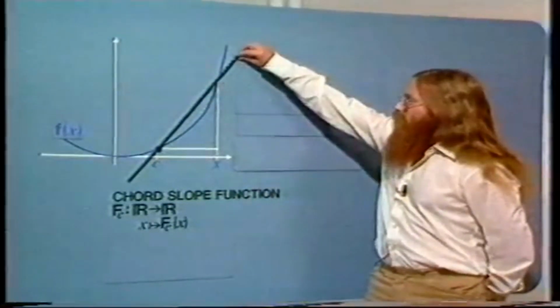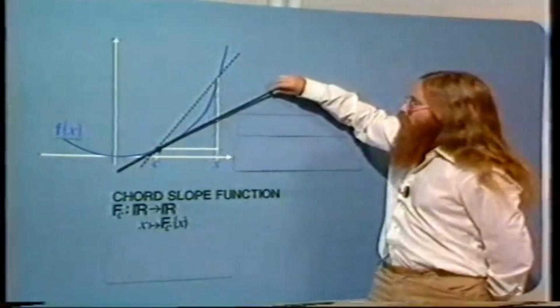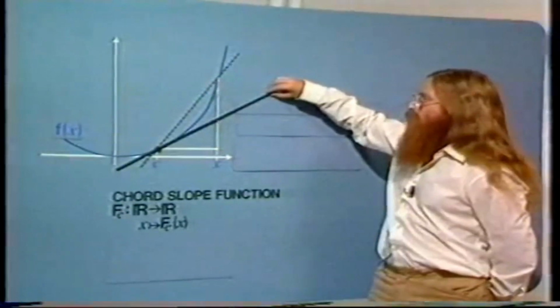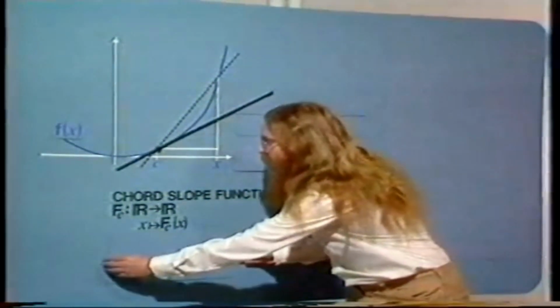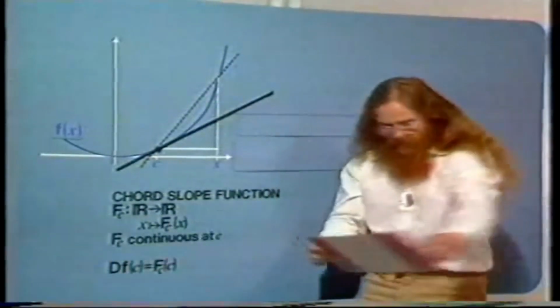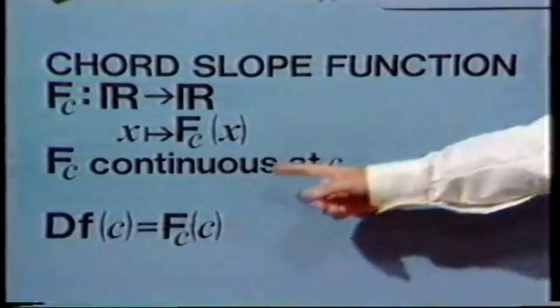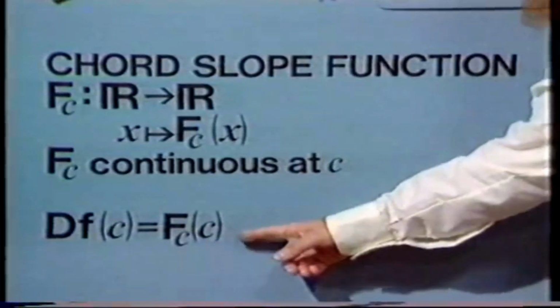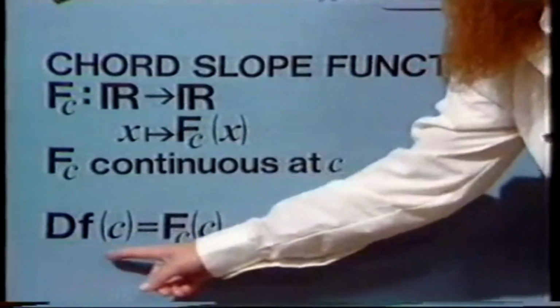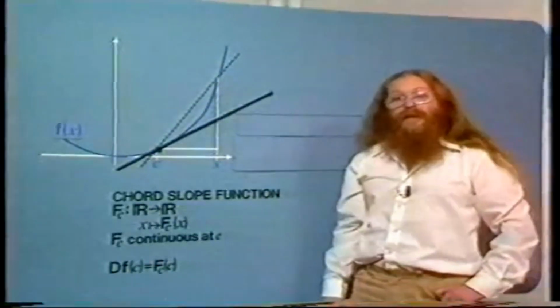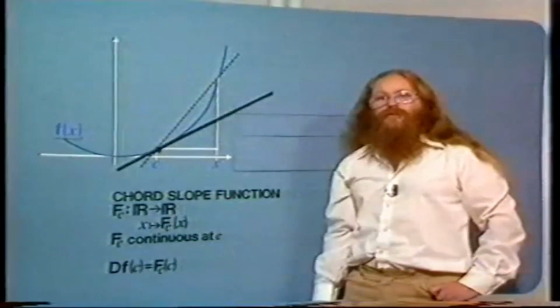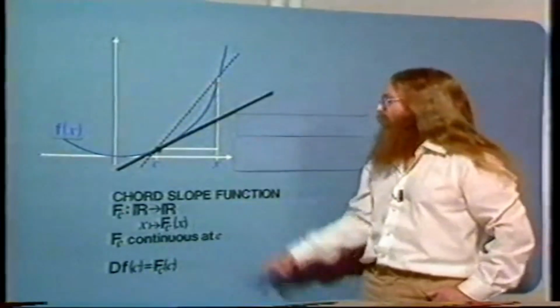Well, Tim's already told us that in order to get a unique slope for the tangent, we're going to want the chord slope function to be continuous at C. That's just this condition, and then the value of the chord slope function at C just gives us the slope of the tangent. That's the value of the derivative at C. Well, that's what the chord slope function is. Let's try and find a formula for it.